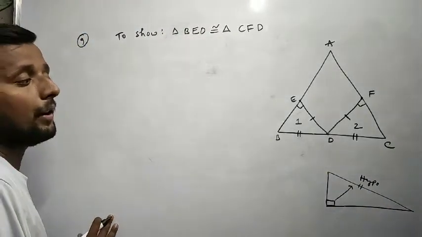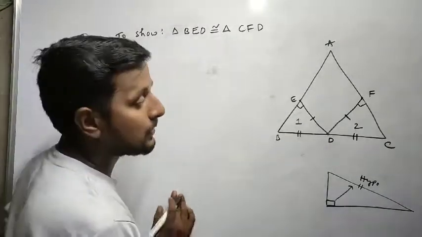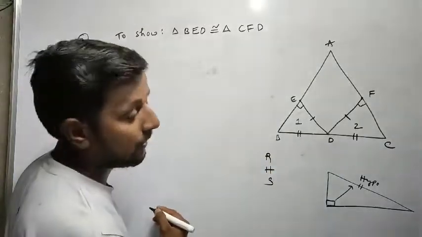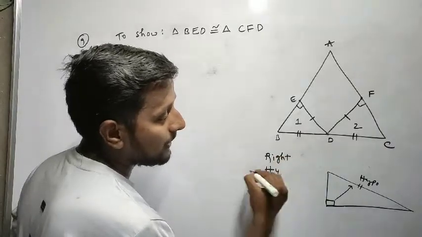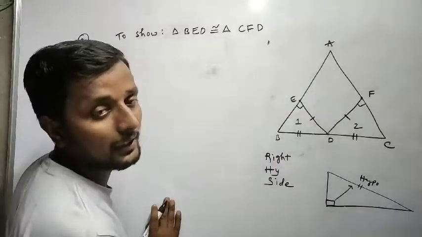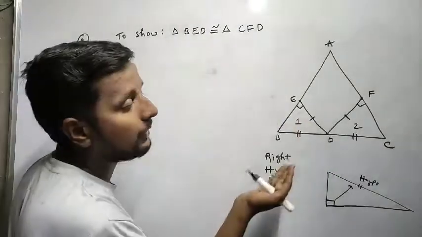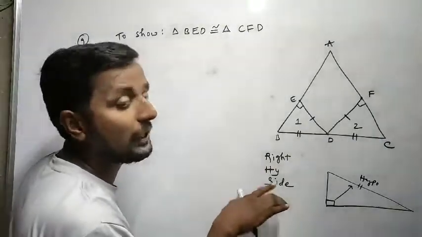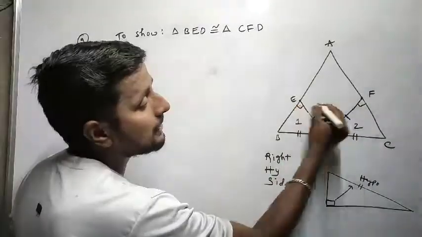Now I'll tell you the special congruence rule for right angled triangles, that is the RHS rule. Here R represents the right angle, H represents the hypotenuse, and S represents any one of the sides. If the hypotenuse is gone, then of the remaining two sides, any one side is taken. So look at your diagram. R is equal to R.